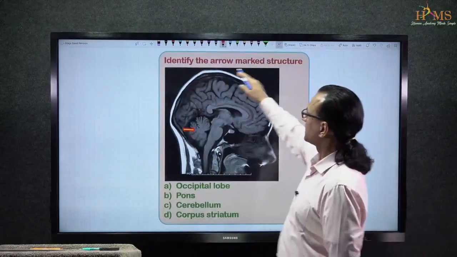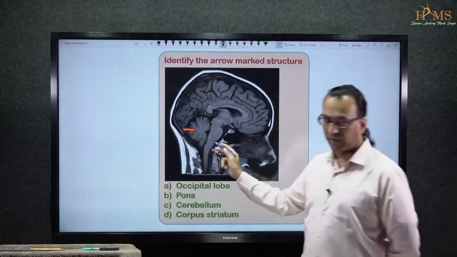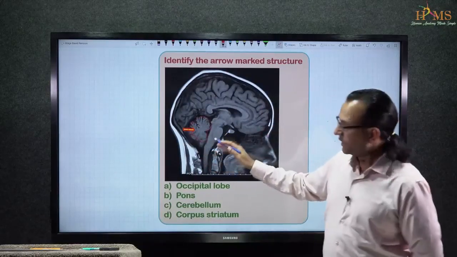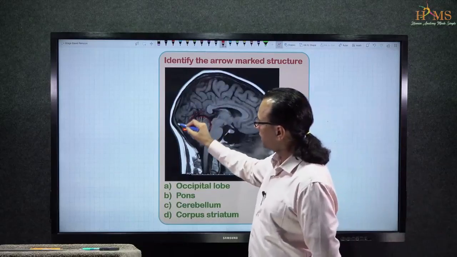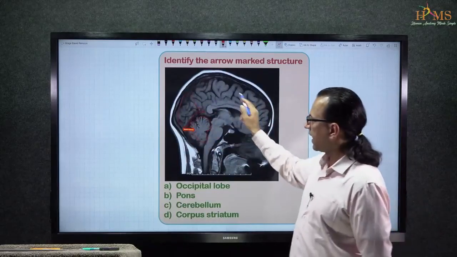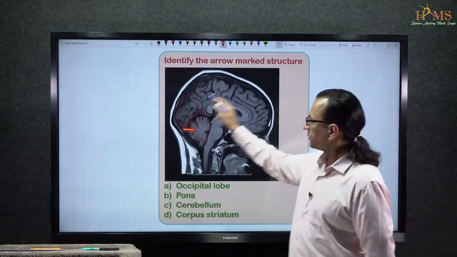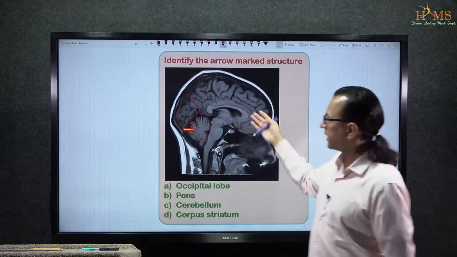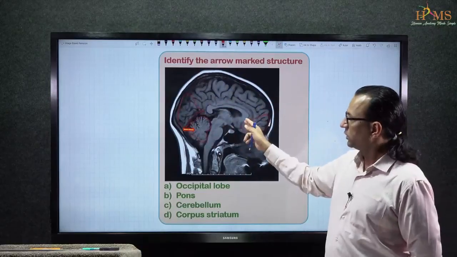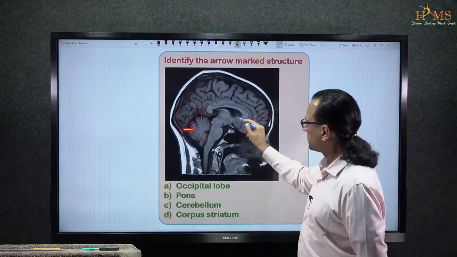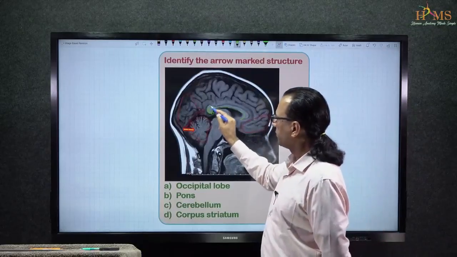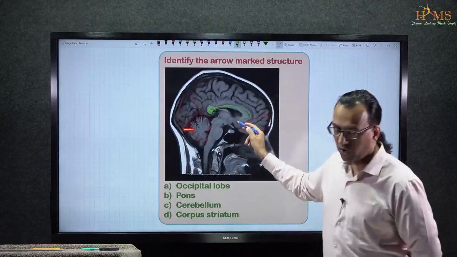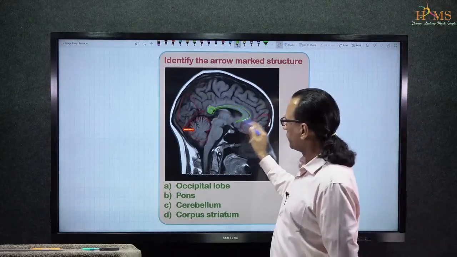As such, this question was asking us about the arrow marked structure, and immediately we can make out that it is the cerebellum here in the posterior cranial fossa, separated from the occipital lobe superiorly, that be occipital lobe. Then you will have the cerebrum, actually the frontal lobe on the front side. You can also notice that one half of the cerebrum connects with the other half by some commissural fibers called the corpus callosum here. So here you will have the splenium part of the corpus callosum. This is the trunk part of corpus callosum. This is a bend called genu, and then you can also have the rostrum of the corpus callosum.